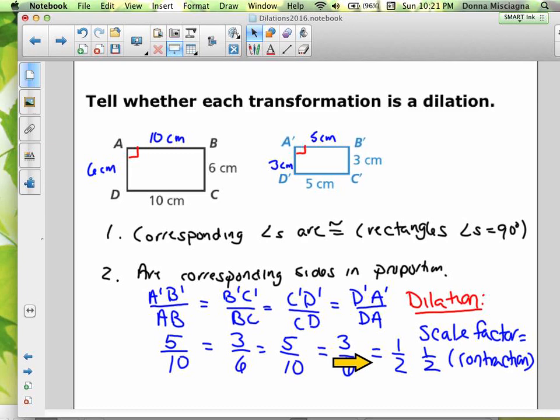Every single one of those reduces to 1/2. If any one of those did not reduce to 1/2, this would not be a dilation. So this, image over pre-image, is your scale factor. And this happens to be a contraction. Our figure got smaller. All the sides are now half as long. Thank you, Mr. Arrow. I'll see you again on another page.